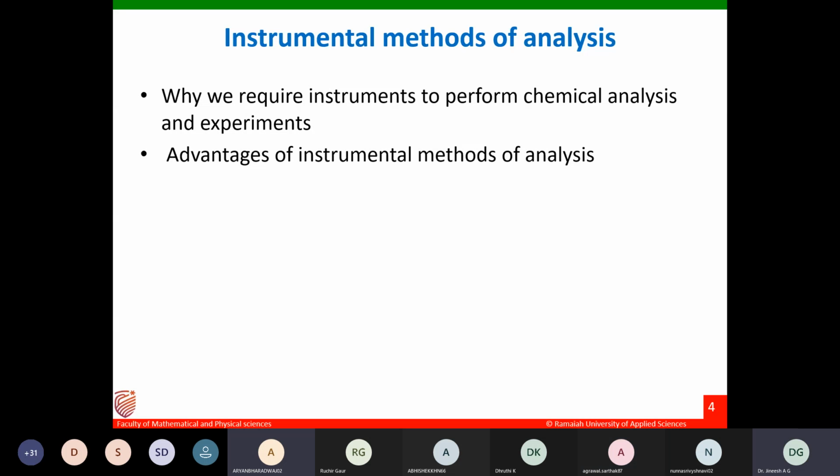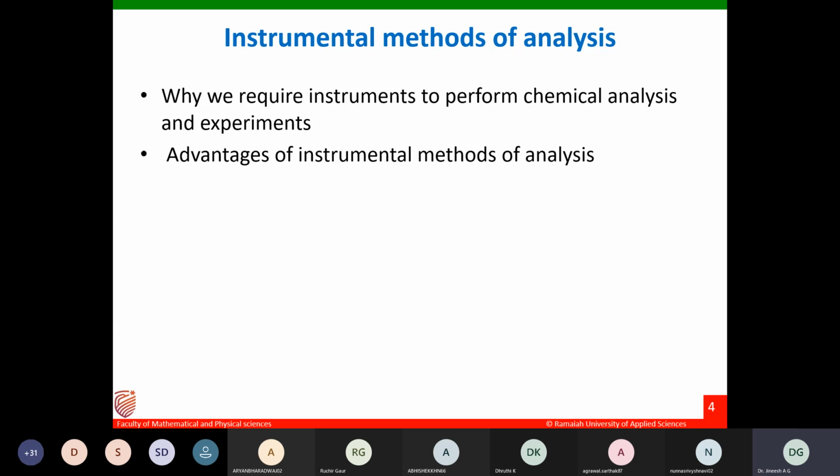Now, if you are color blind, can you do volumetric analysis? No, sir. Because if you are color blind, you will not be able to distinguish colors. If the color change is pink to orange, a color blind person may not be able to identify the color change, and he will fail in that experiment. It doesn't mean that he didn't understand how to perform that experiment. Because of his physical status, he couldn't perform that experiment accurately.